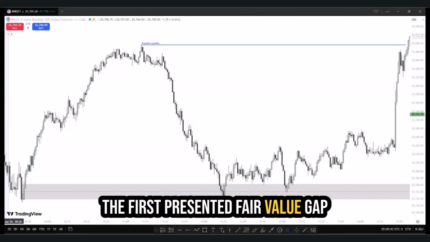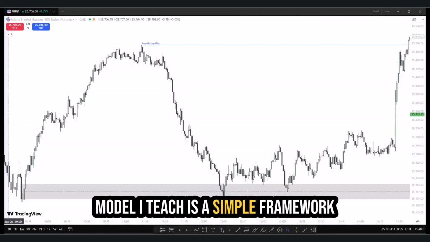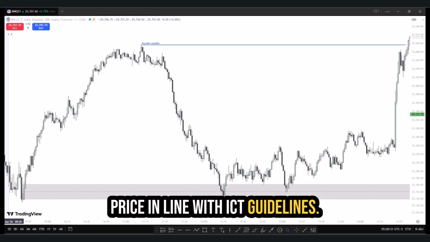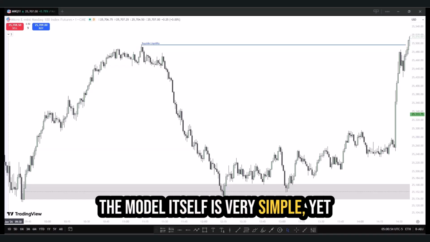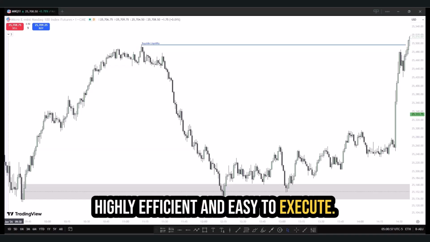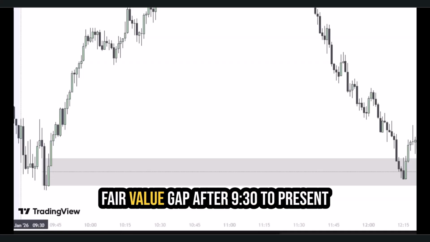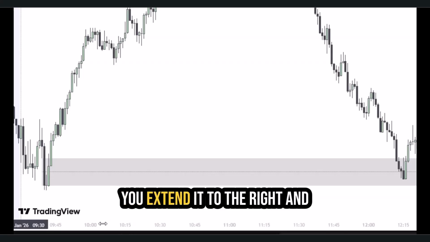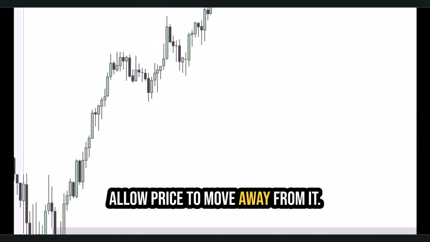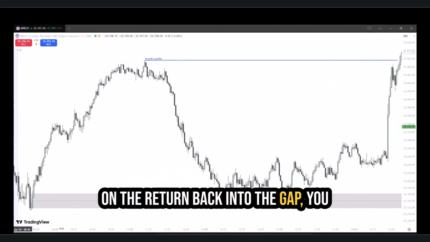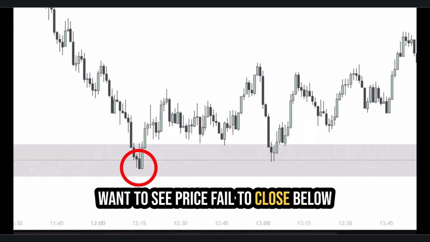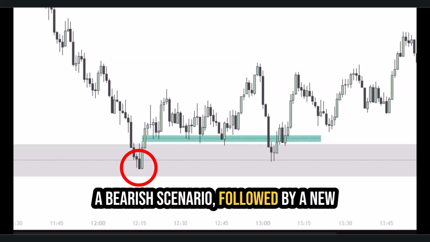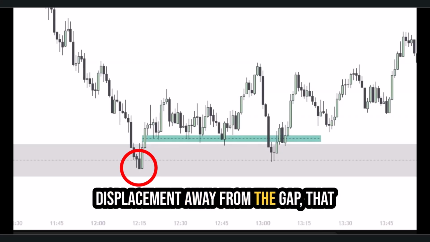The first presented fair value gap model I teach is a simple framework that follows algorithmic time and price in line with ICT guidelines. The model itself is very simple yet highly efficient and easy to execute. You wait for the first presented fair value gap after 9:30 to present itself on the 1 minute chart. You extend it to the right and allow price to move away from it. On the return back into the gap, you want to see price fail to close below it in a bullish scenario or above it in a bearish scenario, followed by a new displacement away from the gap.